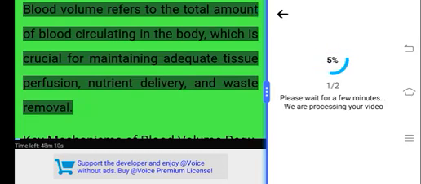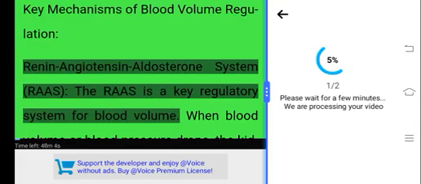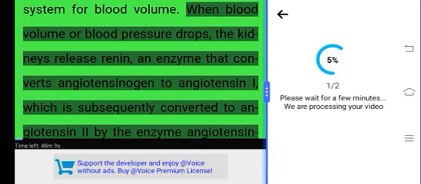Blood volume refers to the total amount of blood circulating in the body, which is crucial for maintaining adequate tissue perfusion, nutrient delivery, and waste removal. Key mechanisms of blood volume regulation. Renin-angiotensin-aldosterone system, RAAS. The RAAS is a key regulatory system for blood volume. When blood volume or blood pressure drops, the kidneys release renin, an enzyme that converts angiotensinogen into angiotensin I, which is subsequently converted to angiotensin II by the enzyme angiotensin converting enzyme, ACE.